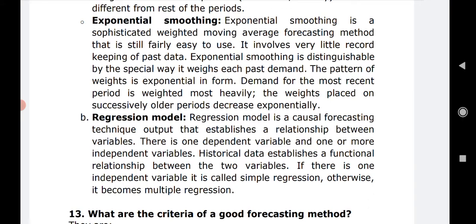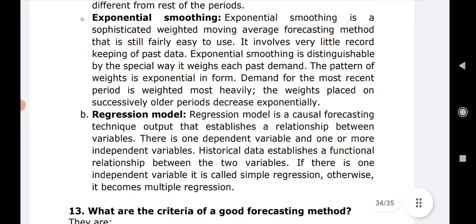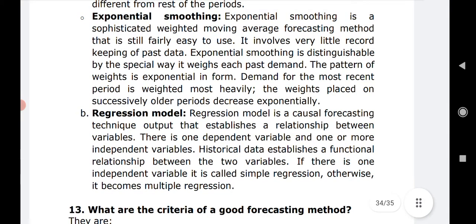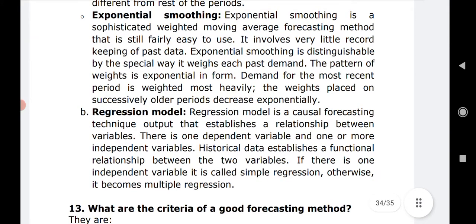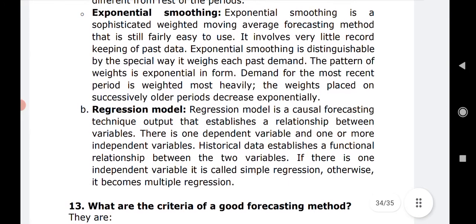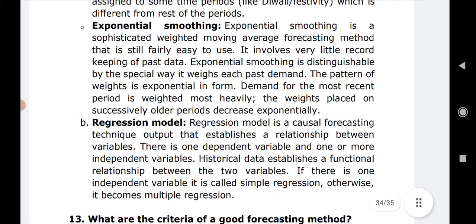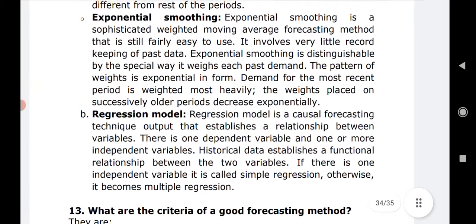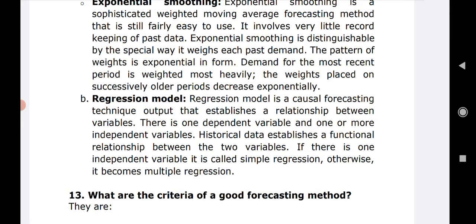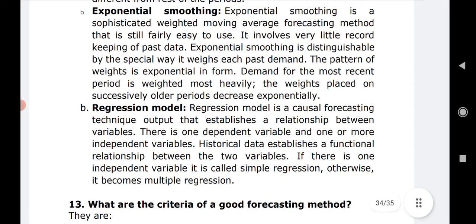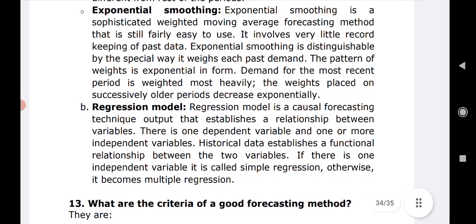Next comes exponential smoothing. Exponential smoothing is a kind of sophisticated weighted average method, and exponential means becoming more and more rapid, that means fast, right? It involves very little record keeping of the past data. So exponential smoothing is a very different way. It weighs each past data point, and the pattern of the weights is exponential in form. That means it keeps on changing rapidly. So the demand for the most recent period is weighted most heavily.